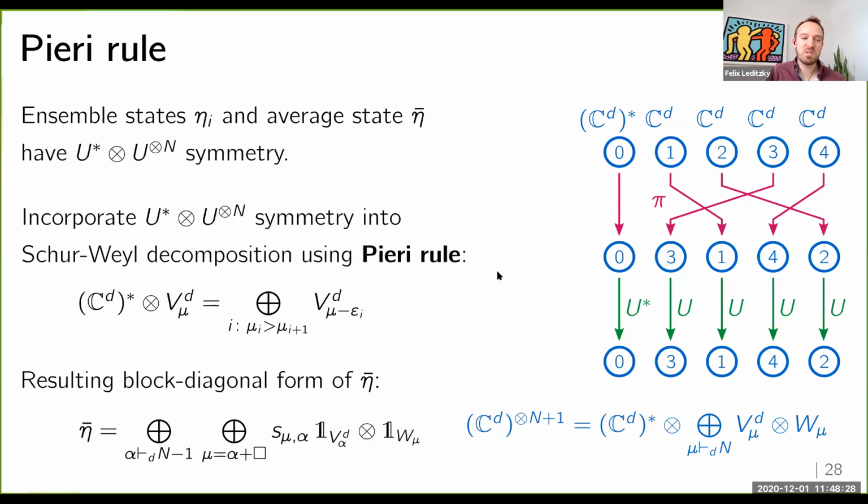But luckily, there is a nice way to incorporate that symmetry into the Schur-Weyl decomposition. This is called the Pieri rule. I will not go into detail here. It's just if you consider your representation space as a tensor product of this additional dual representation of U and the decomposition that you already have, then you can incorporate that into this decomposition, and you get a slightly more involved decomposition of your state into another block structure where you now have two kinds of data.